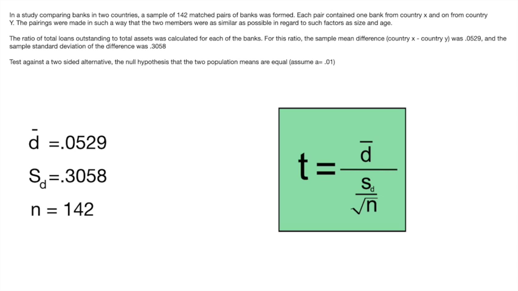In a study comparing banks in two countries, a sample of 142 matched pairs of banks was formed. Each pair contained one bank from country X and one from country Y. The pairings were made in such a way that the two members were as similar as possible in regards to such factors as size and age. The ratio of total loans outstanding to total assets was calculated for each of the banks. For this ratio, the sample mean difference between country X and country Y was 0.0529, and the sample standard deviation of the difference was 0.3058.